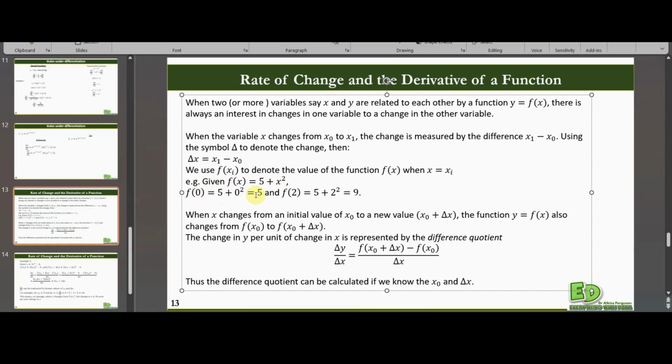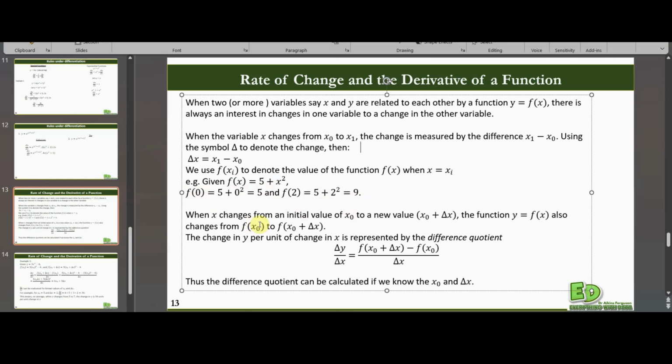Then what if the value of x is being changed from 0 to 2? We'll see that in place of the x now, we'll replace it with 2. So that will give us 5 plus 2 squared, that is 5 plus 4, which is equal to the 9 we have here, okay? So you see that as the value of x changes, the value of the function also changes. When it was 0, we had the value to be 5. When it moved to 2, now we have the value to be 9.